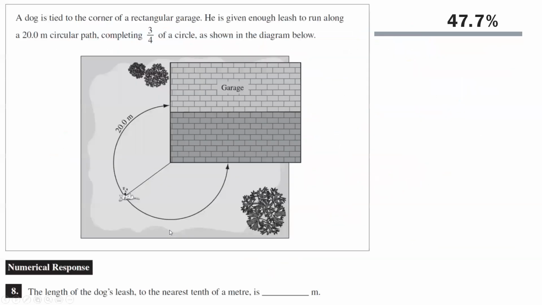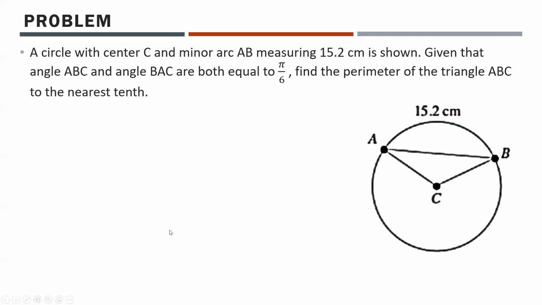We've only got a few more questions left, including a diploma one here. Sorry, I'm just jumping around. Next one here: a circle with center C and a minor arc AB measuring 15.2 centimeters is shown. I don't like how they call it a minor arc, but you get the idea. It's just this to here. The picture kind of tells you the story.